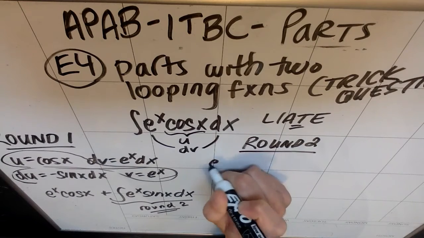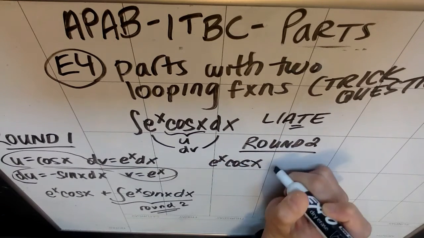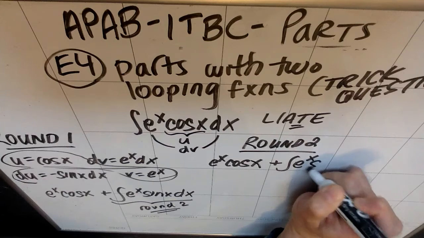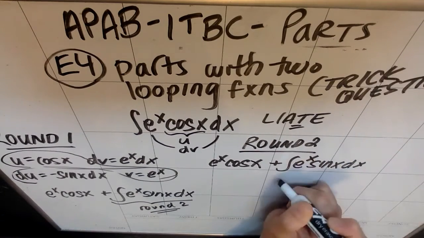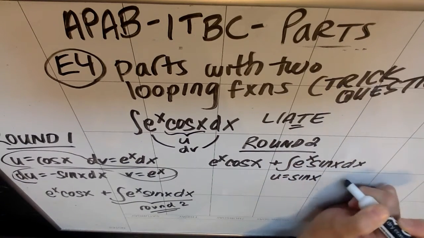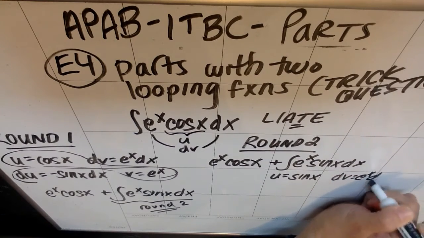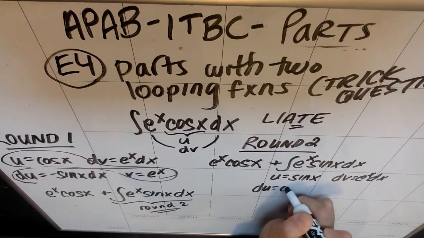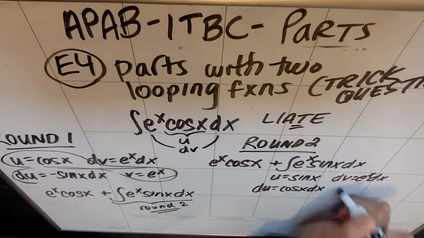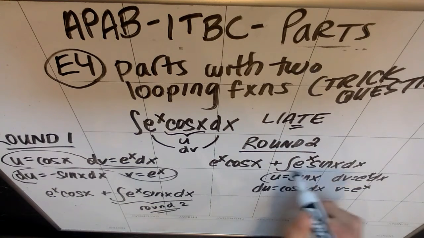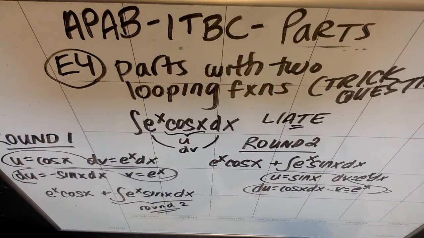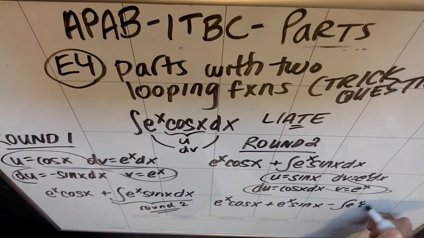So in round 2, I have this e to the x cosine of x plus, and then I'm going to do round 2 of parts with this e to the x sine x dx. So my u is definitely the trig function, that's my sine x. My dv is the e to the x dx. My du is cosine of x dx. And my v is e to the x. So now I'm going to do uv minus the integral of v du, and I'm going to get e to the x cosine of x plus uv, which would be e to the x sine x, minus the integral of e to the x cosine of x dx.